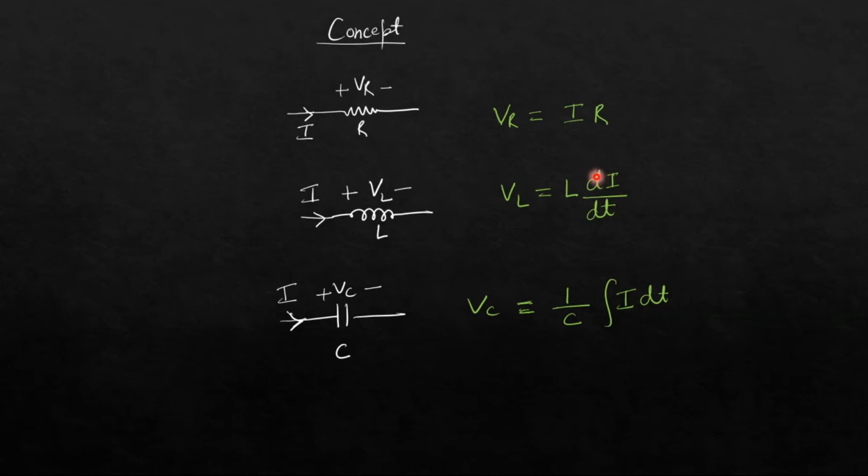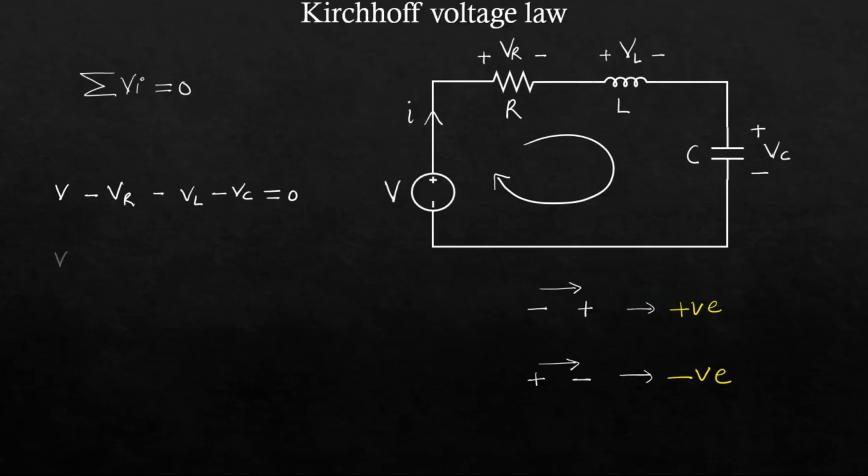You can remember it like this. In case of a resistor, we multiply by I. Here we differentiate the current. Here we integrate the current. Here we take the reciprocal of capacitance. So this point you should remember. Here we can use this relation: V minus IR minus L di by dt minus 1 by C integral I dt equals 0. This is how we write a KVL equation using this convention.